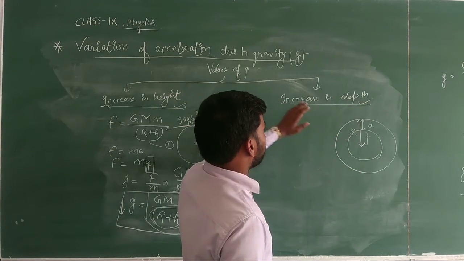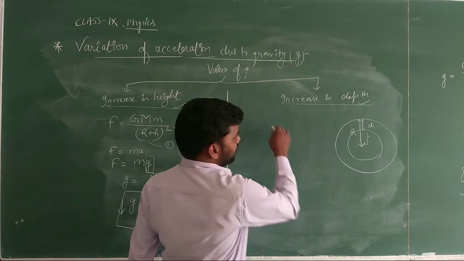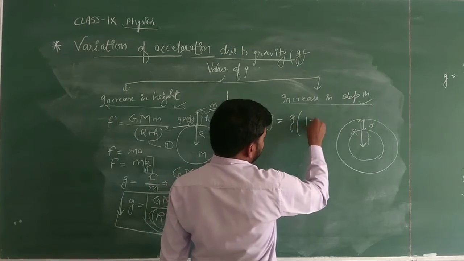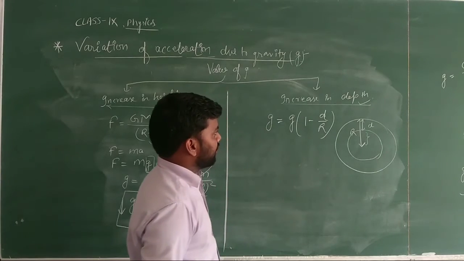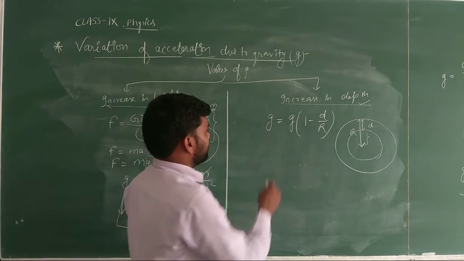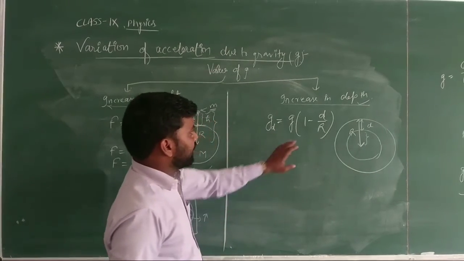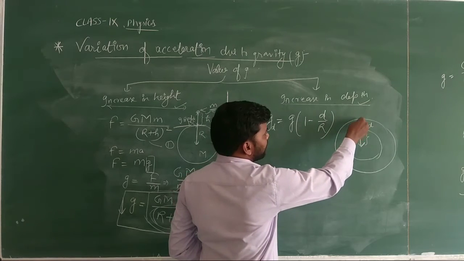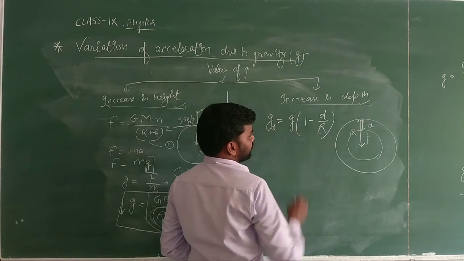So the formula for this case, we can write it as g equal to small g in bracket (1 minus d upon R). We suppose denote it by g_d. We can easily see here d is the depth which we are traveling inside the earth, and R is the radius of the earth.